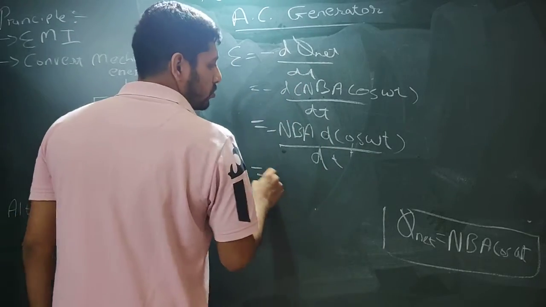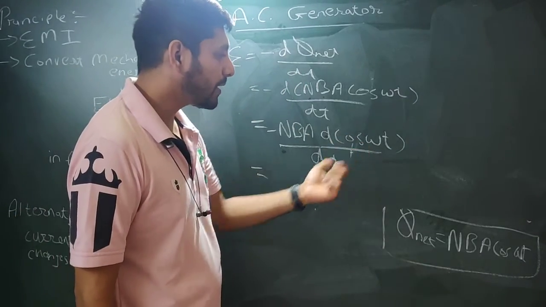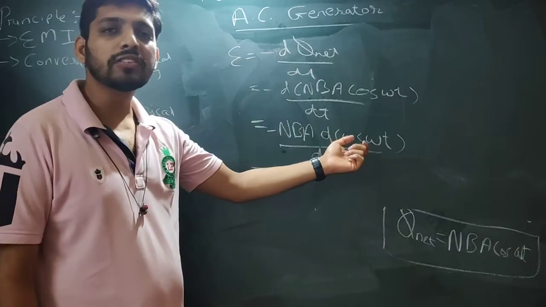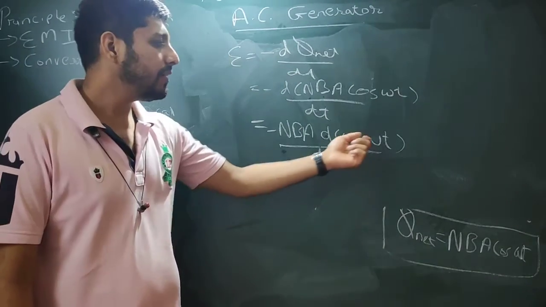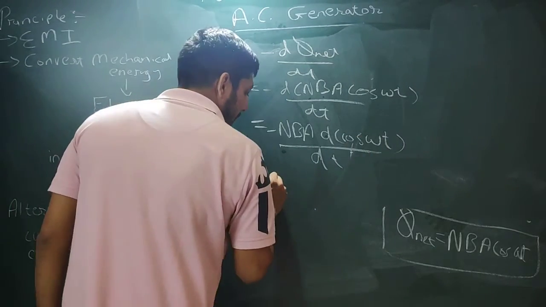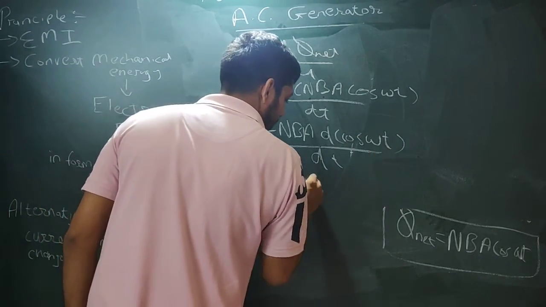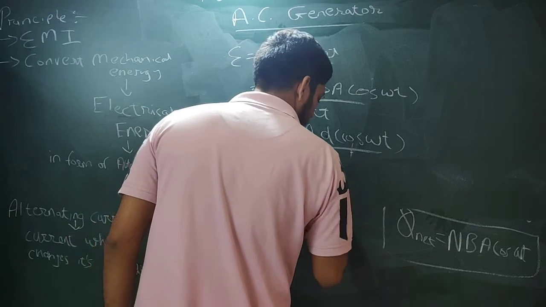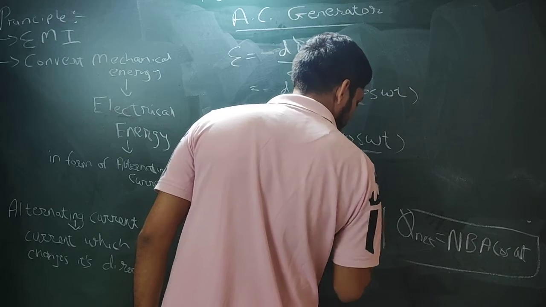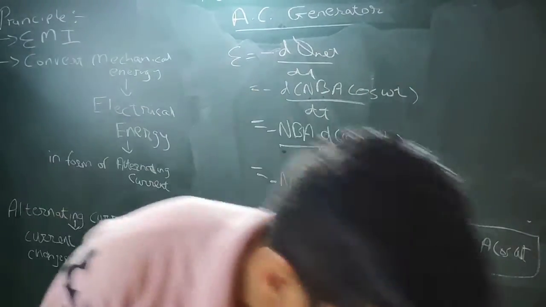What is the differentiation of cos omega t? The differentiation of cos is minus sine, and the derivative of omega t is omega. So I can write minus N B A times minus sine omega t. Just a second, I'll rub this.